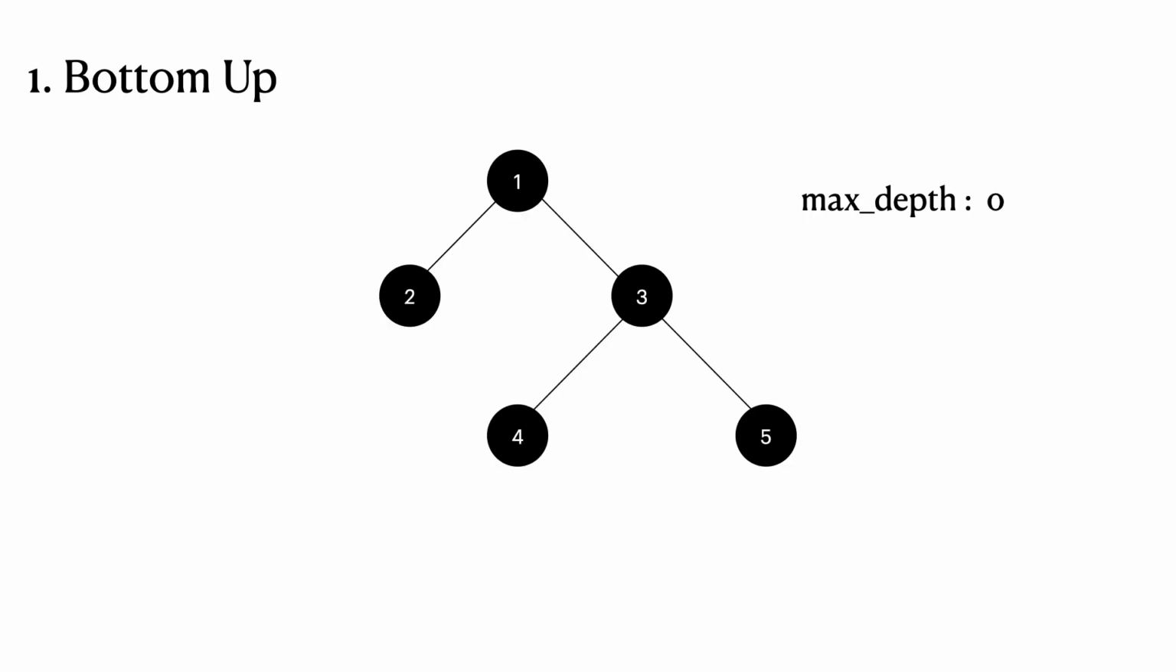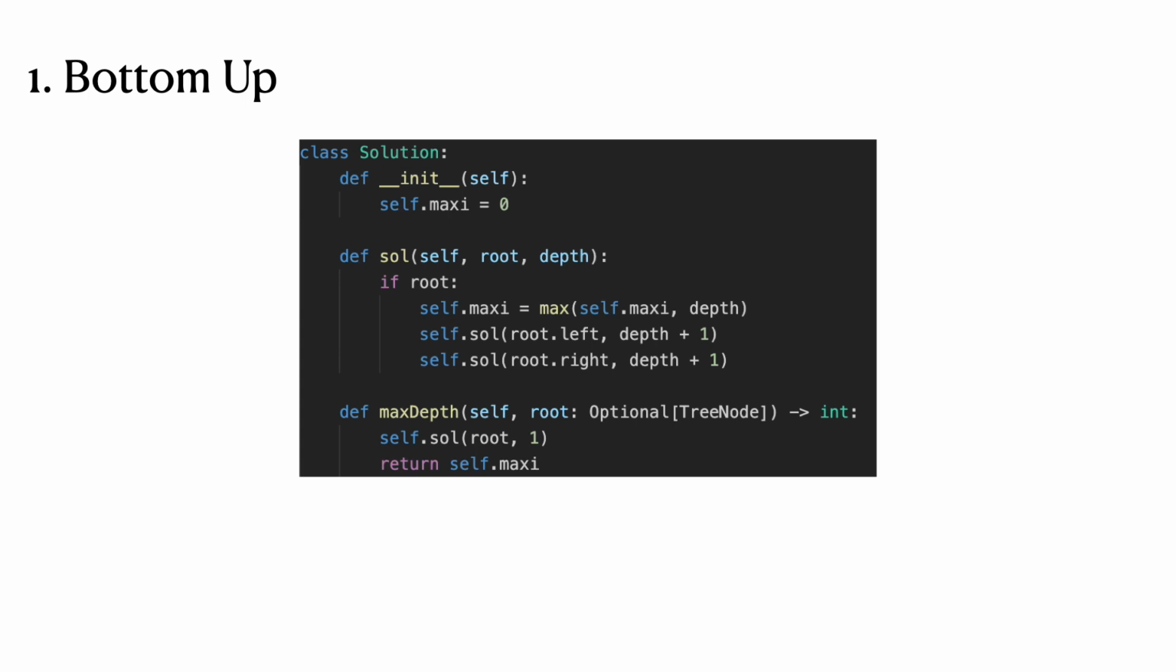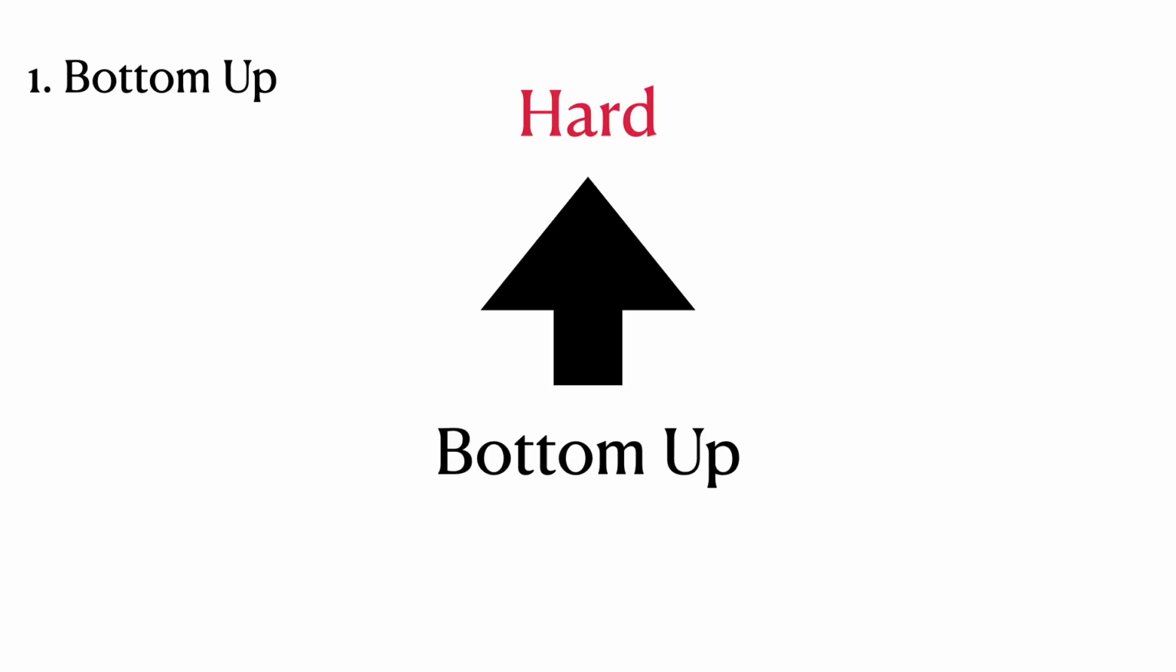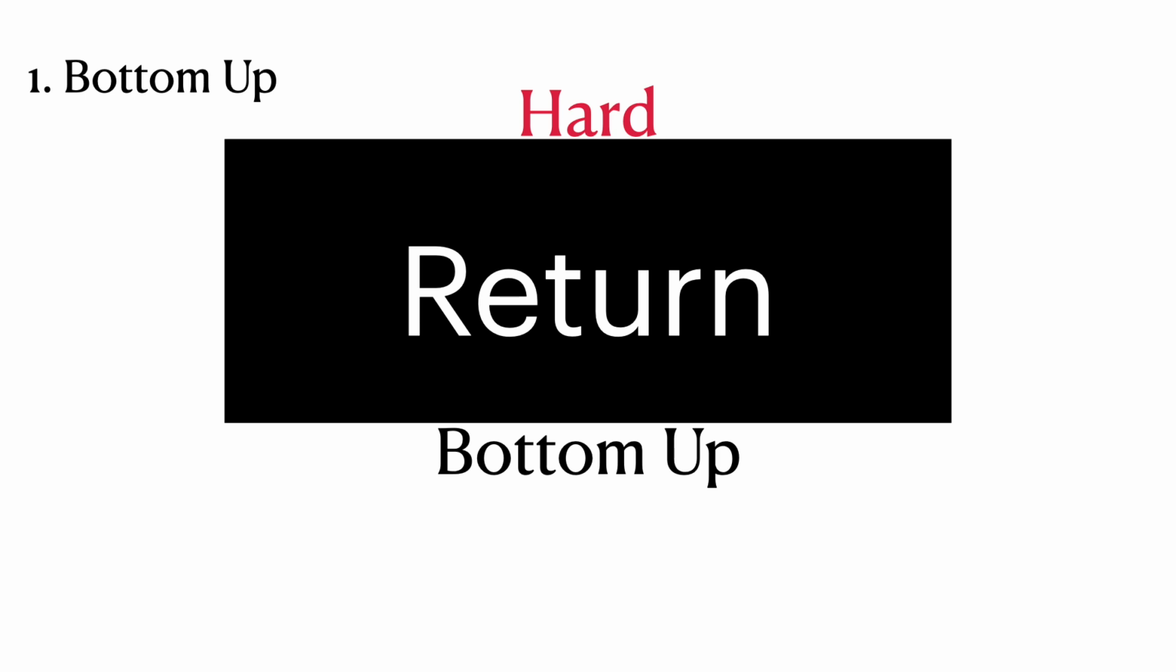Let's solve the problem with bottom-up. This time, you cannot use the global variable anymore. Compared to this code, you can't use it. However, here is good news. You don't have to use a separate method at all. Bottom-up makes the code much simpler. This is the final code. Much simpler, isn't it? The only thing you need to care about is the return statement. Bottom-up is hard because of return.